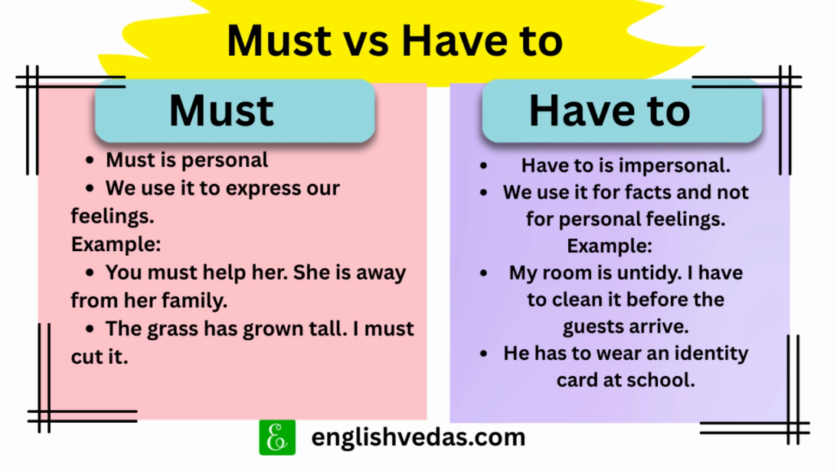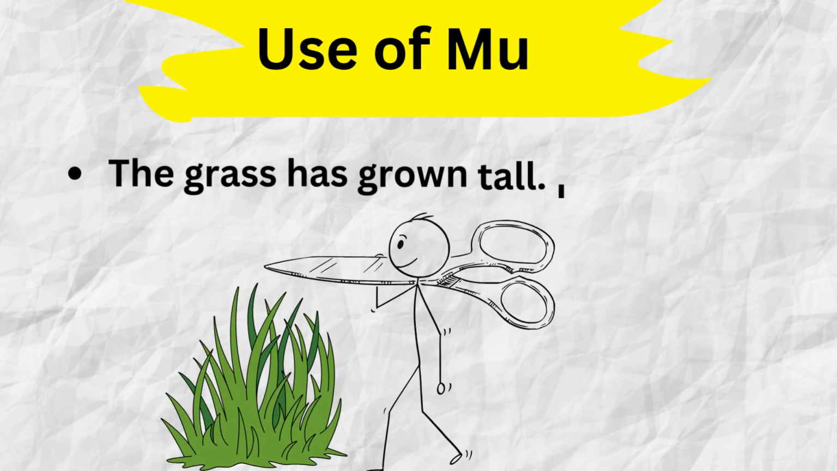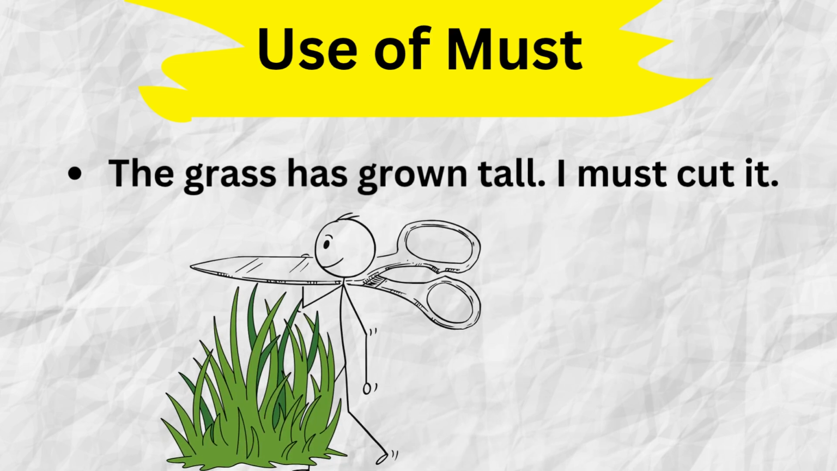Must is personal, whereas have to is impersonal. We always use must to express our feelings. For example, you must help her, she is away from her family. It expresses that you feel that it is good to help her just because she is away from her family. Or, the grass has grown tall, I must cut it.